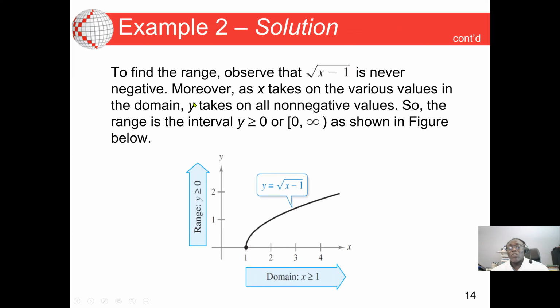So here they say to find the range, we need to observe that the square root of x minus 1 is never negative, because the square root of a negative value is undefined. Moreover, as x takes on the various values in the domain, y also takes on non-negative values. So the range is also the interval where y is greater than or equal to 0. So it will be from 0 to infinity also.